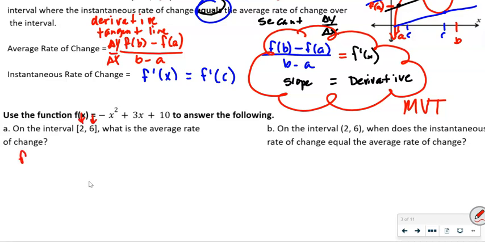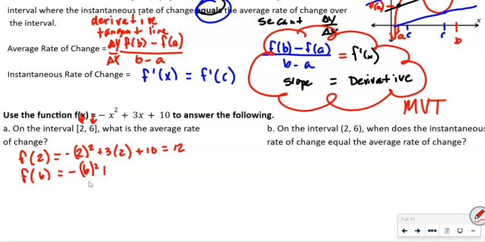So we're going to say f of 2 is going to be equal to negative 2 squared plus 3 times 2 plus 10. Put that in your calculator, and you get 12. Okay, then we're going to do f of 6, and that's going to be negative 6 squared plus 3 times 6 plus our 10, and that one's going to be negative 8.